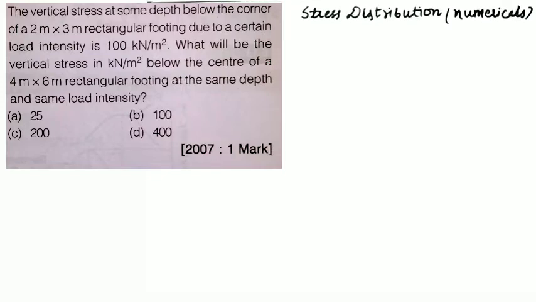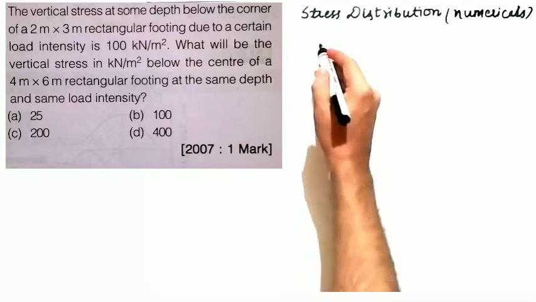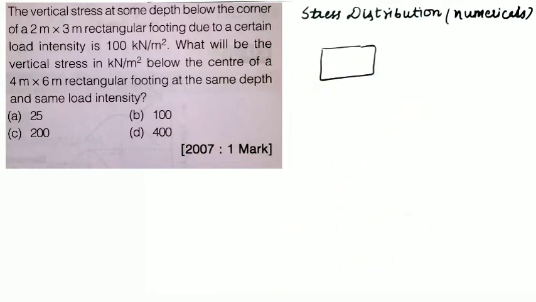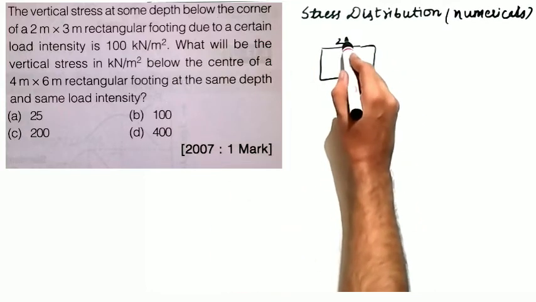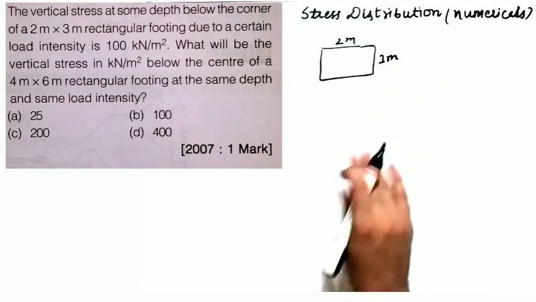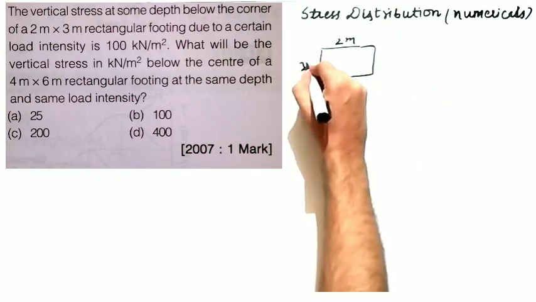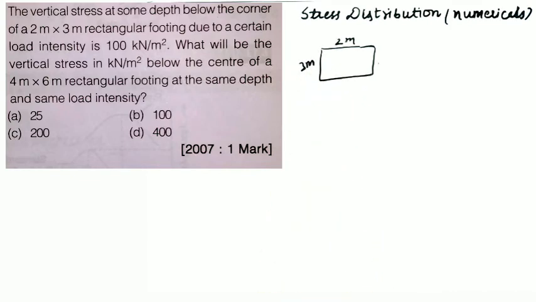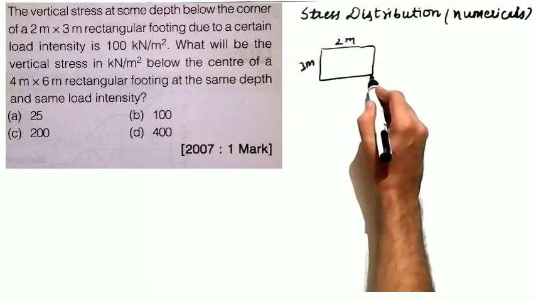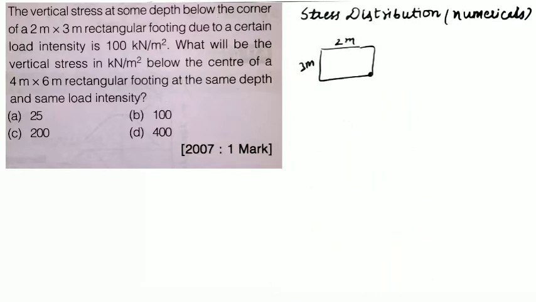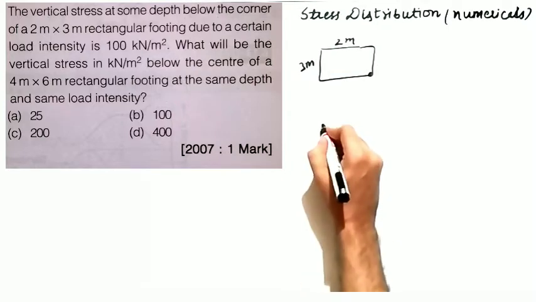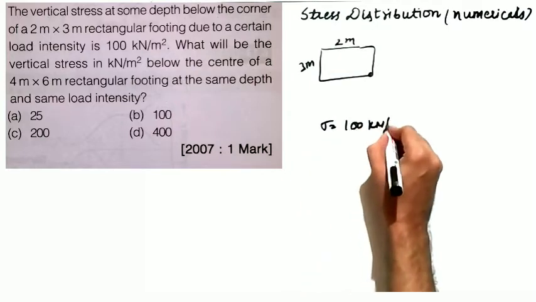The next question says that the vertical stress at some depth below the corner of a 2 meter by 3 meter rectangular footing due to a certain load intensity is 100 kilonewton per meter square. So suppose this is a rectangular plot and this is 2 meters and this is 3 meters. Let me write it here. This is 3 meters and this is 2 meters. The question says that the vertical stress at some depth below the corner, let us suppose that this is the corner, is 100 kilonewton per meter square.